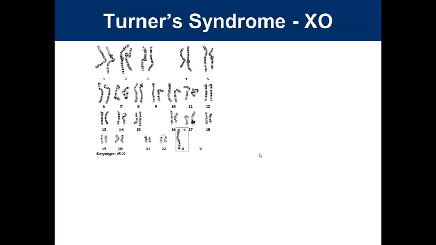Turner syndrome is a condition where people have one less sex chromosome than they should. So they have an X chromosome but no second X or no Y chromosome.